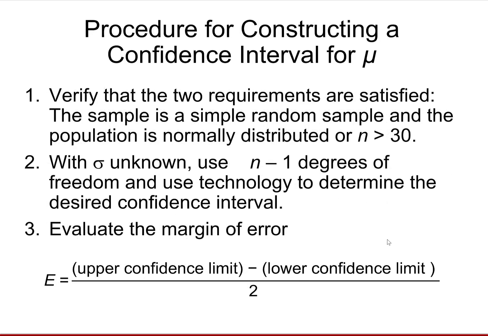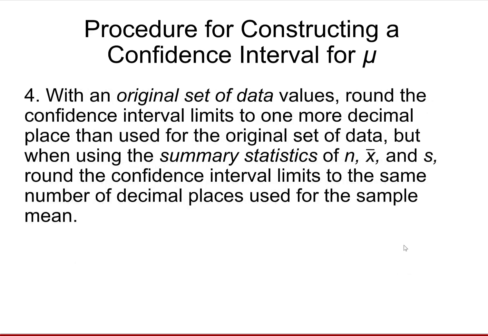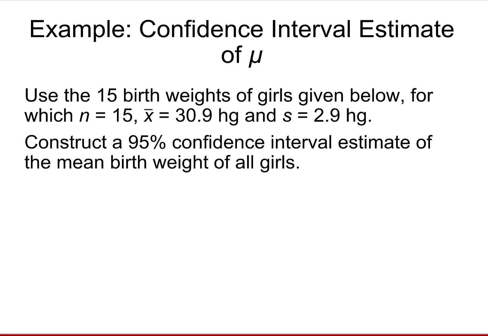Okay, so the procedure. Verify the requirements are met: simple random sample, and either the population is normally distributed or your sample size is greater than 30. Sigma is unknown, so we're going to use n minus 1 degrees of freedom and technology to determine the desired confidence interval. The margin of error is done exactly the same as we did for the population proportion. And again, we're going to round confidence intervals to one more decimal place than was in the original data. So let's do an example.